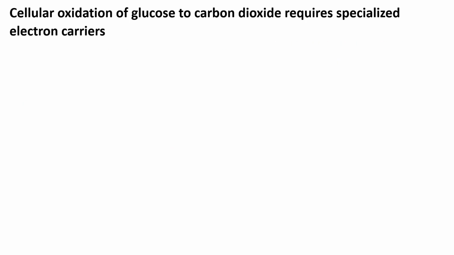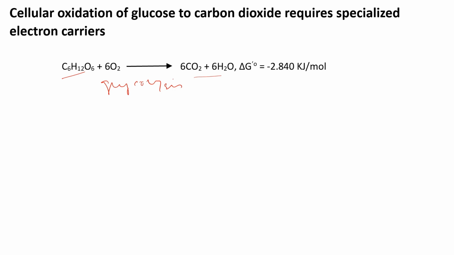Once we get delta E, we can put it in the formula of delta G and get the result. Clear? Now, cellular oxidation of glucose to carbon dioxide requires specialized electron carriers. As we know, the source of electrons in non-photosynthetic organisms is food, glucose, or a reduced compound. When this reduced compound gets oxidized to CO2 and H2O, this oxidation is not a single step process. Conversion of glucose to CO2 and H2O requires glycolysis and the Krebs cycle.